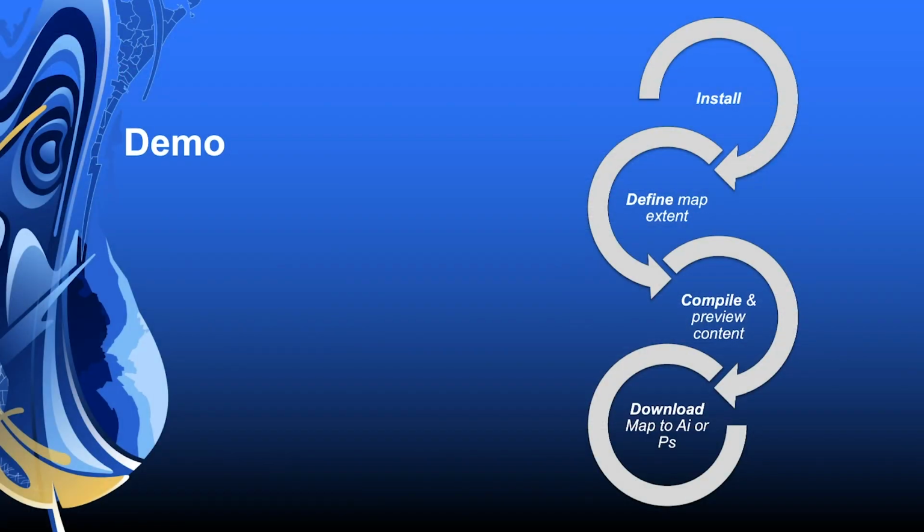All right, so I'm going to jump into a quick demo here just to give you an idea what this extension does. We'll go into a lot more detail later, but I want to show you quickly so you can wrap your head around what this can do for you. I'll go through the install process and then those three steps that I just talked about: defining the map extent, compiling and previewing your content, and then downloading into Illustrator or Photoshop. In this case, we'll just be downloading into Photoshop.